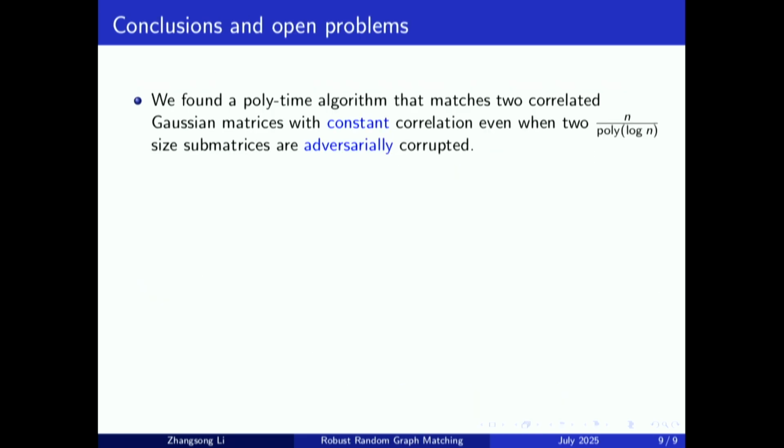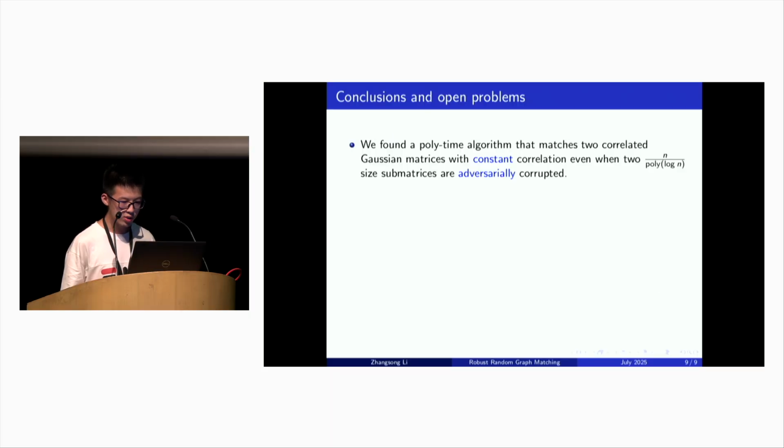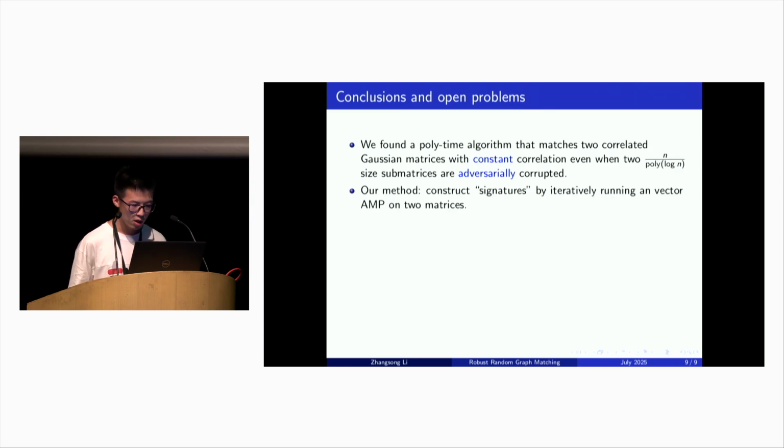Okay, so in conclusion, we found a polynomial time algorithm that matches correlated Gaussian matrices with constant correlation, even when two n over polylog n size submatrices are adversarially corrupted. And our method is to construct signatures of vertices by iteratively running AMP algorithms with respect to these two matrices.